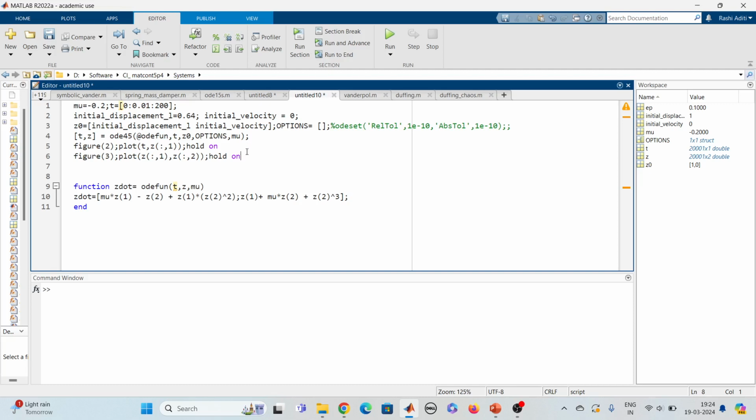I have taken mu as minus 0.2. See, my mu critical was 0, right? So first I'll do one thing. I'll just take mu as plus 0.2, and then I'll simulate. Let us see what happens. And I've taken the initial displacement as 0.64. Okay, let me simulate now.